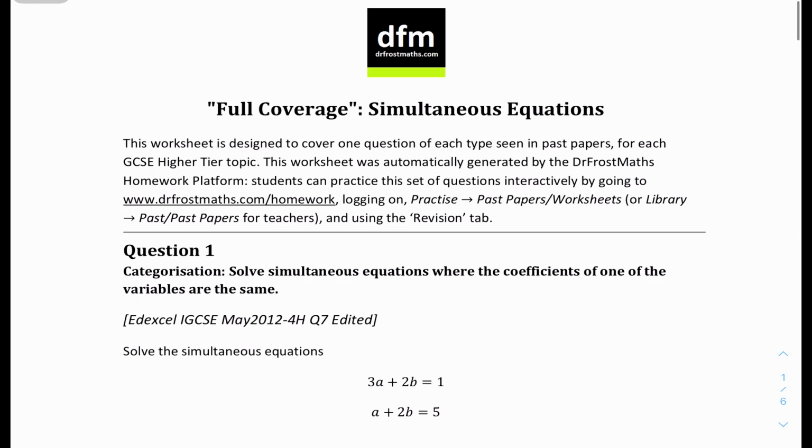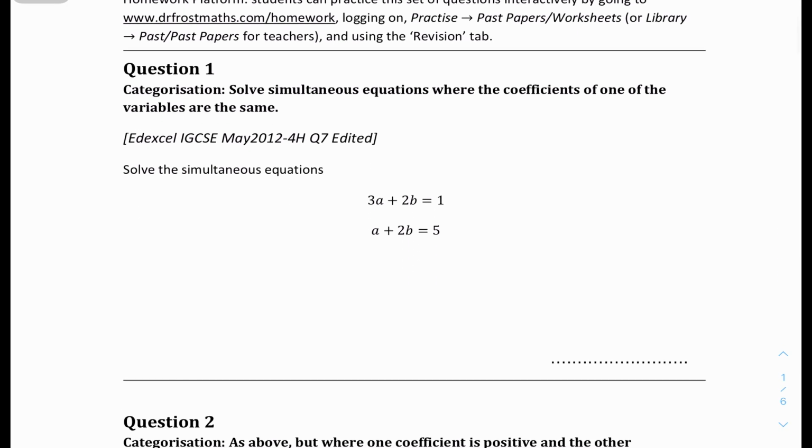And let's get right into the first question. So question 1, solve the simultaneous equation. So we have this and this. We can see it's quite straightforward that we could use the elimination technique. So minus the top and the bottom.